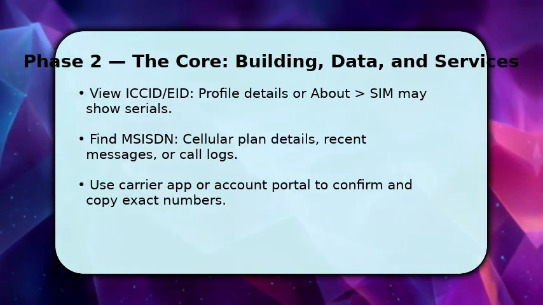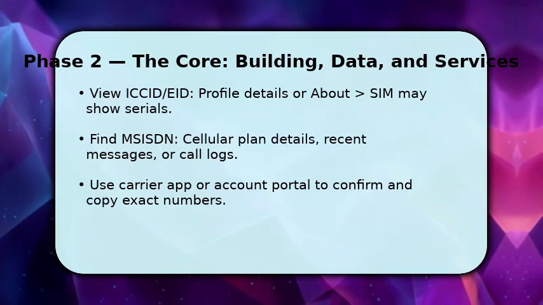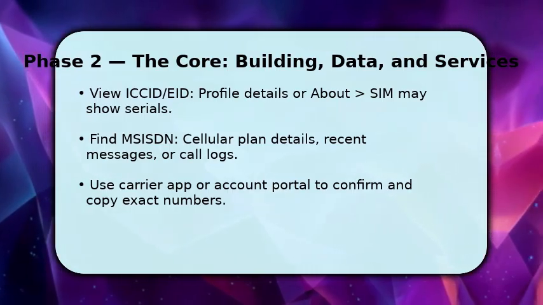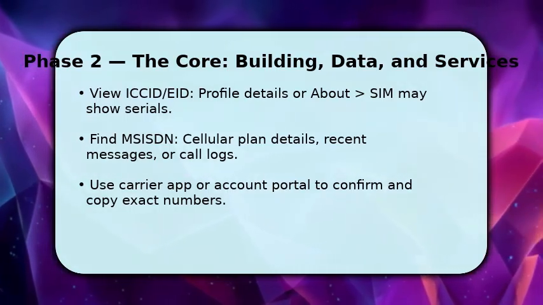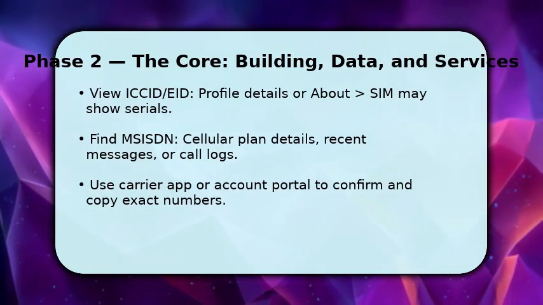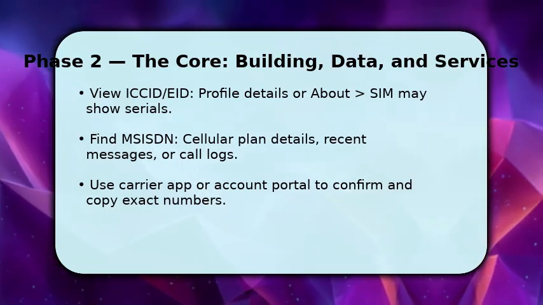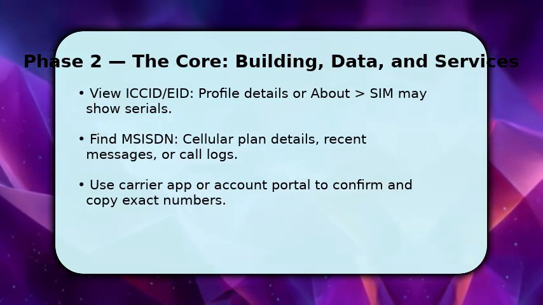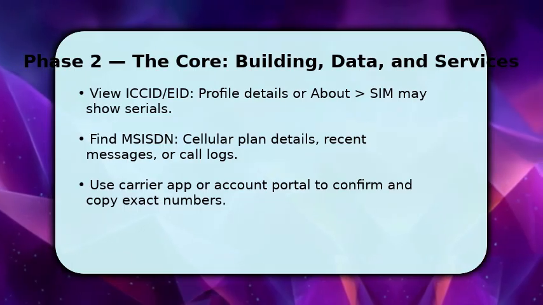These are long digit strings, do not truncate. Then check the cellular plan or about phone section for MSISDN, which is the actual phone number. If missing, open your carrier app or recent SMS headers because carriers often display it there.